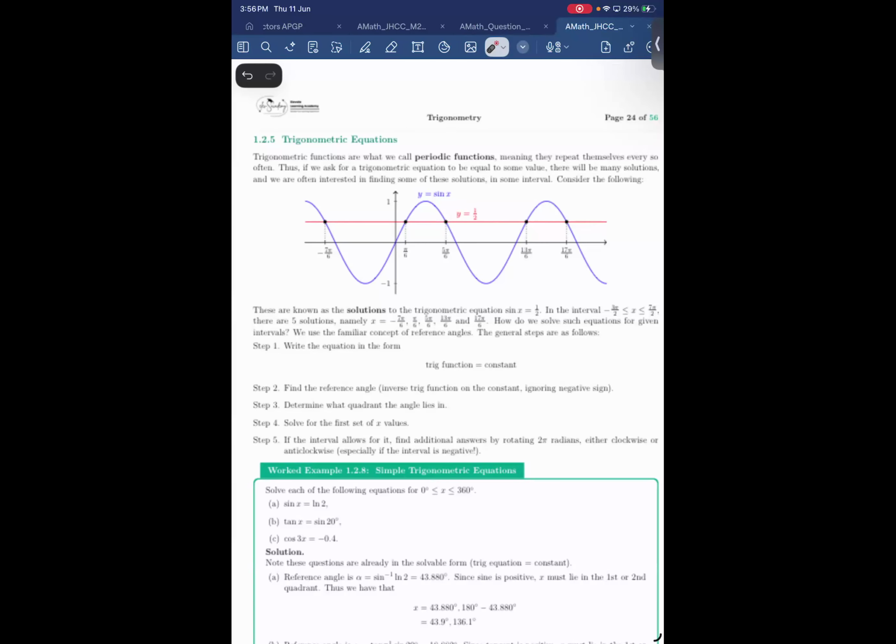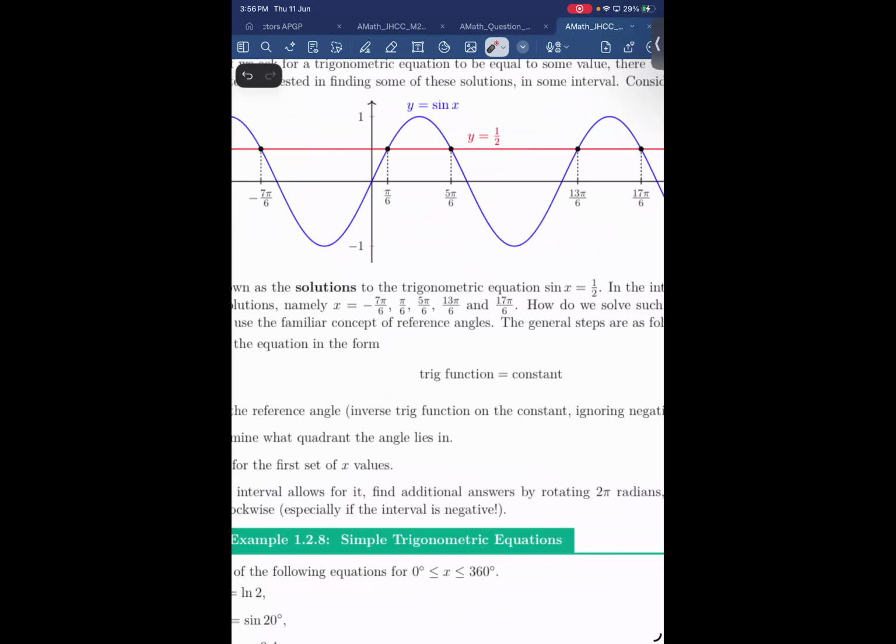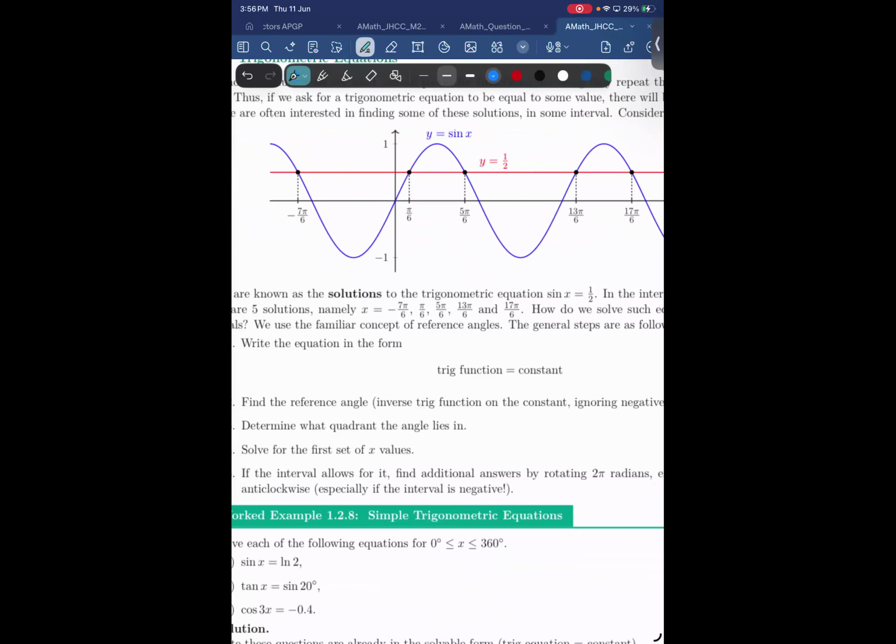Let's go through the steps briefly. Write the equation in the form where your trigo function equals to some constant. So something like 5 tangent x equal to 3, it's not good yet. You want only the trigo function by itself. But if it's like, I don't know, sine x equals to half, then it's good. Make it so that the trigo function is on the left side only and the right side is some number.